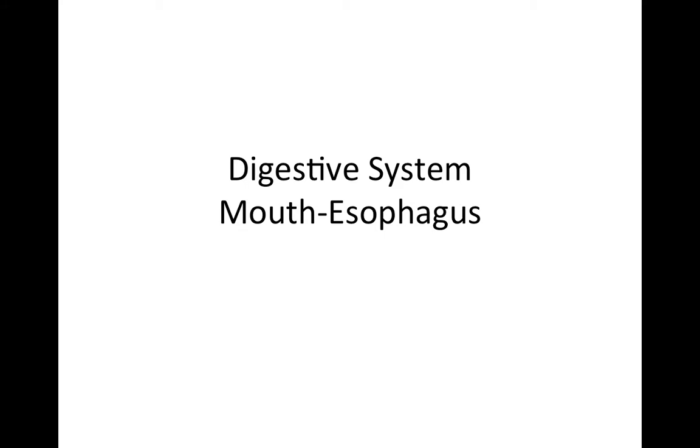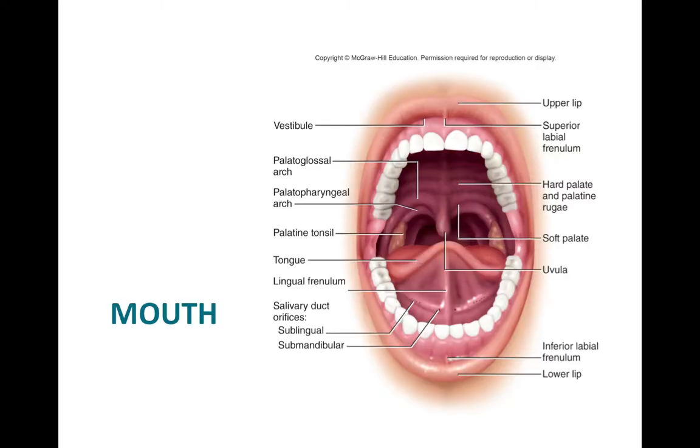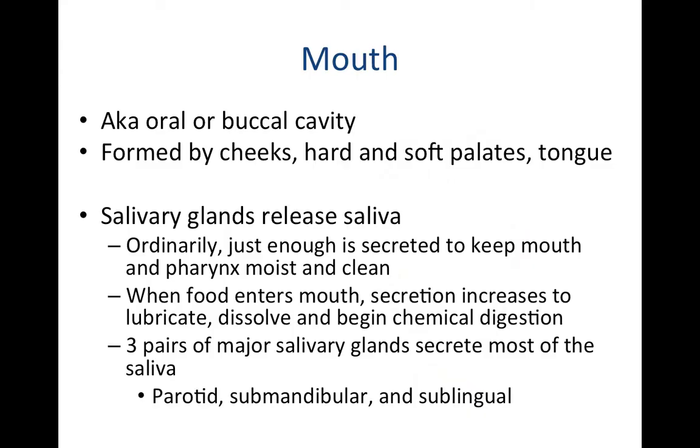Hello, anatomists. I'd like to talk about the first part of your digestive system, just the mouth through the esophagus. So these organs are part of your gastrointestinal tract or your GI tract, also called your alimentary canal. And these are the first places that your food is going to see as it ventures into your body.